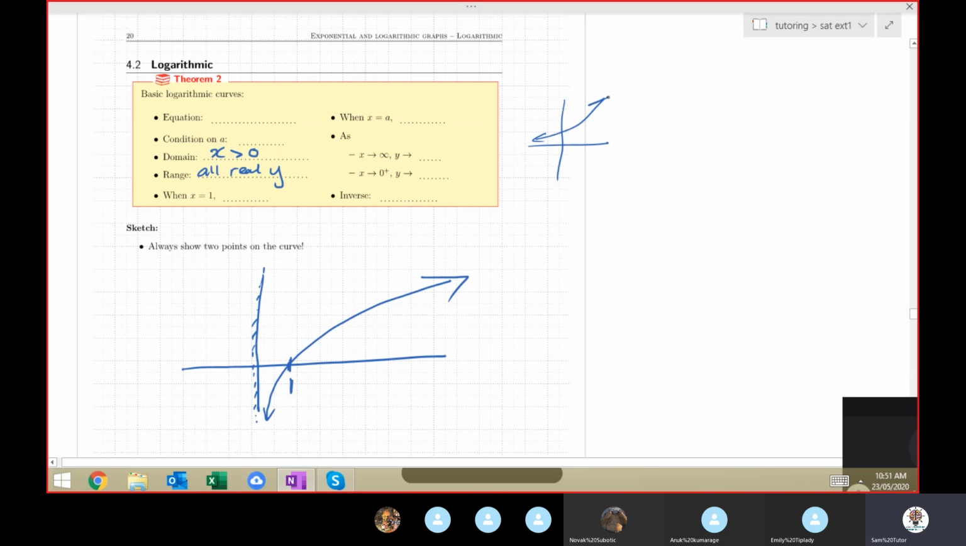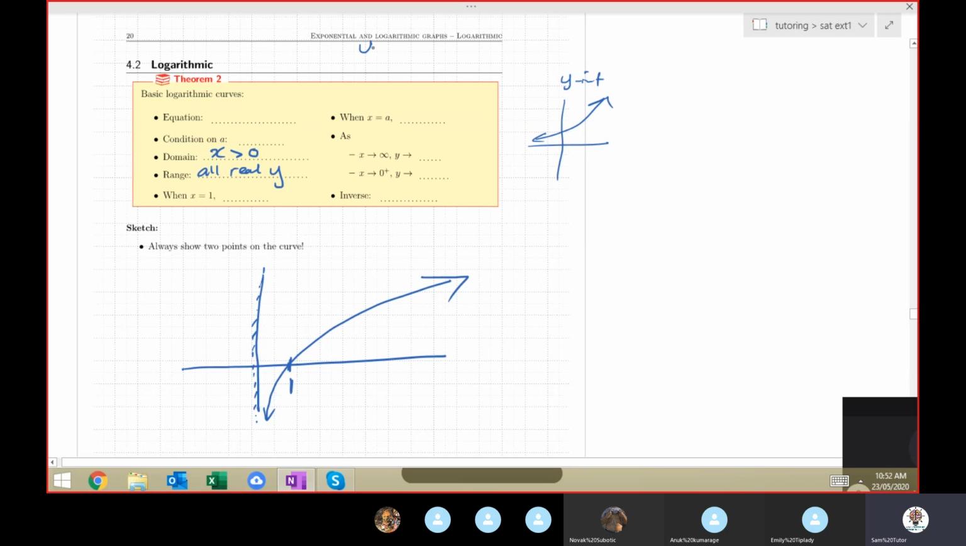And that is the exact opposite of your exponentials. With your exponentials, what did you say? You would have said domain is all real x and your range is y is greater than 0. This one, exact opposite. So your domain becomes x is greater than 0 and your range becomes all real y. Here you had y-intercepts. Cool. Here you won't have any y-intercepts because obviously you can't have x equals 0.